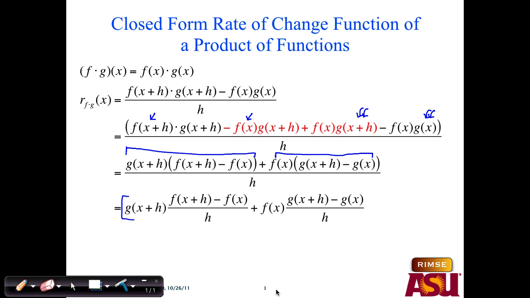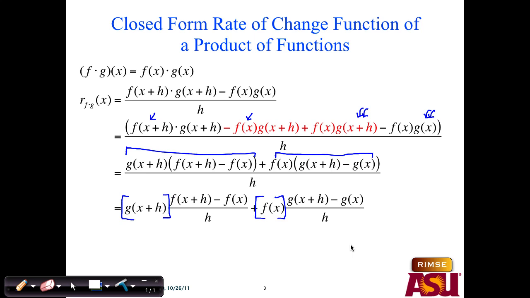So I've got g of x plus h times this expression, which looks familiar, and what used to be the second half of the numerator is now the second term here. I've got f of x, multiplied like over 1, multiplied by g of x plus h minus g of x, all over h.